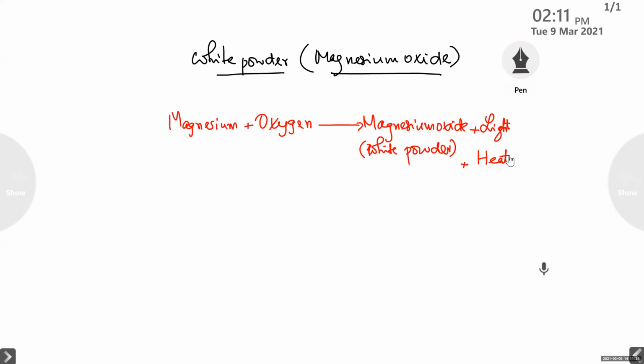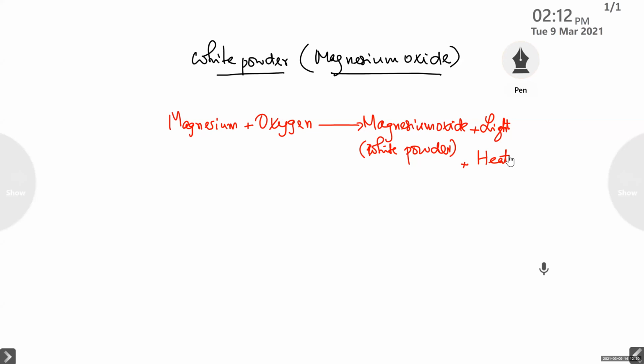Change in temperature. Say the four observations: change in state, change in color, change in temperature, evolution of a gas. During this chemical reaction, that means burning of magnesium in air, we can see change in color. White powder is formed. Change in state: the silvery gray magnesium is converted into white powder. And change in temperature. Heat is liberated, so temperature increases. And there is formation of light also.